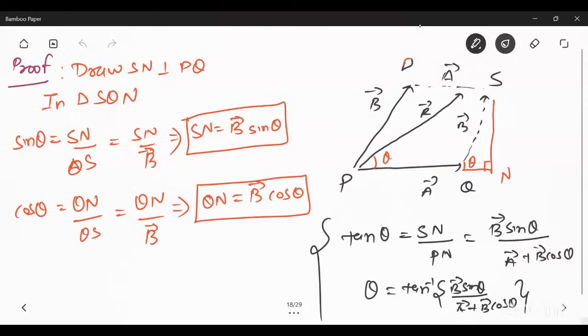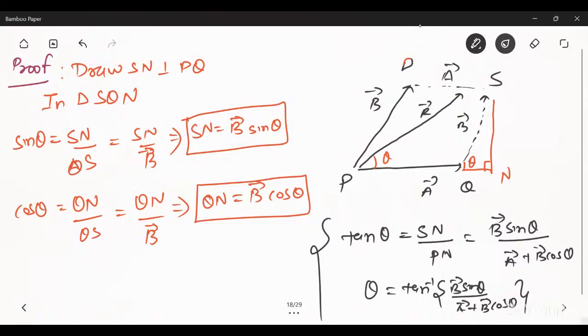So I have taken a parallelogram PQSO in which PQ is equal to A vector, PO is equal to B vector. Okay, and now this side SQ is parallel to PO, so the value of SQ is also B vector, and OS is parallel to PQ, so the value of OS is A vector. Now what do I take? I have taken SN perpendicular to PQ by constructing SN perpendicular to PQ. So both are inclined at an angle theta because they are on the same side of the parallel axis.